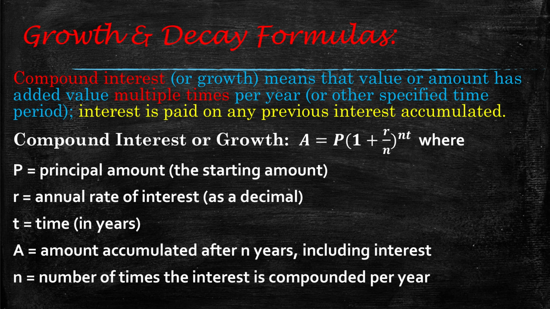So sometimes it'll say compounded quarterly. Well, compounded quarterly is 4 times a year. It might say compounded semi-annually. Semi-annually would be 2 times a year. Sometimes it'll say monthly, compounded monthly. Well, that's going to be 12 times a year because there's 12 months in a year. And so you'll see that in the word problem.